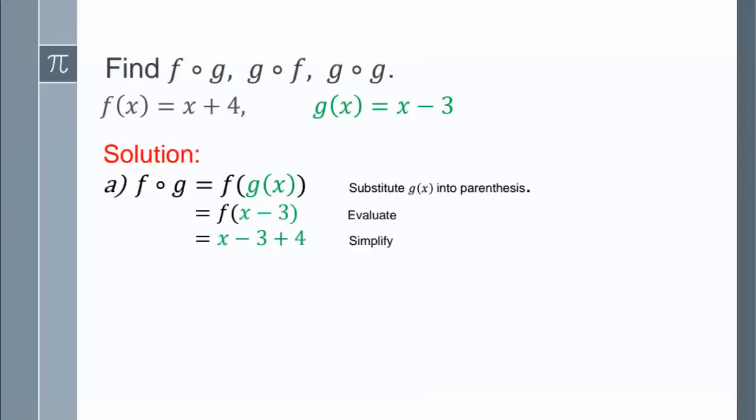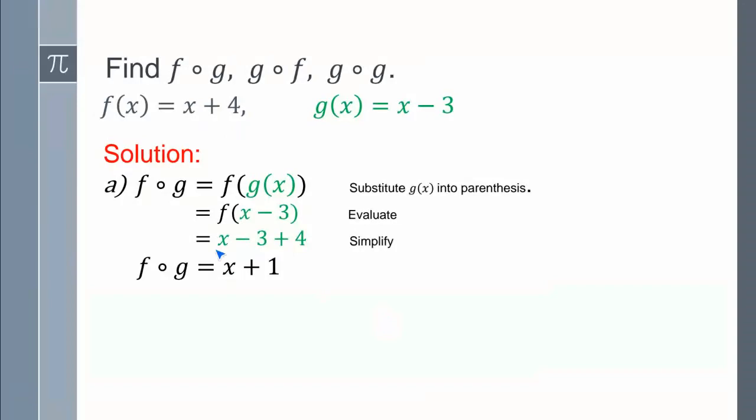Okay, so let's go ahead and do that. Here's an x. I'm going to replace it with x minus 3, and then I get the plus 4. So if we simplify, negative 3 plus 4 is 1. So the composition of f composed with g is x plus 1. Let's try b.